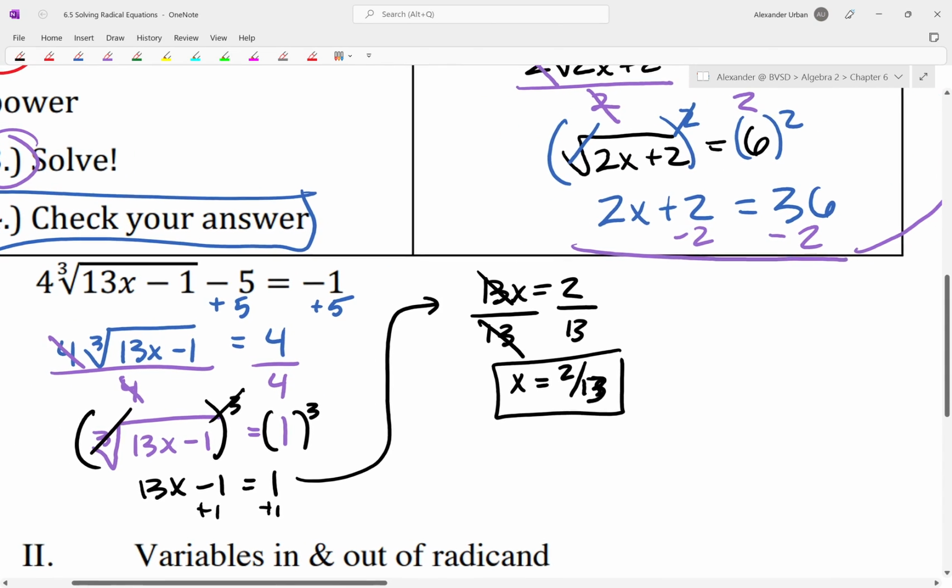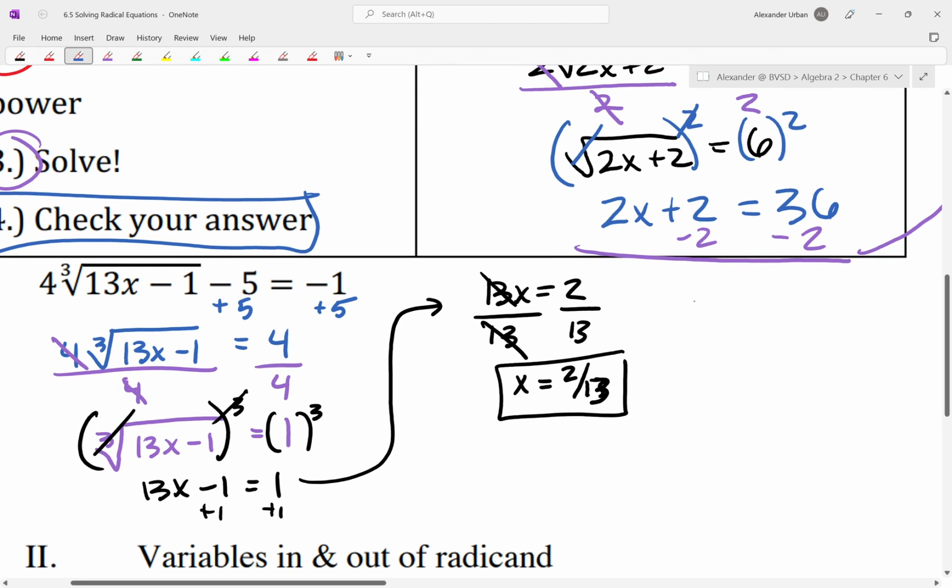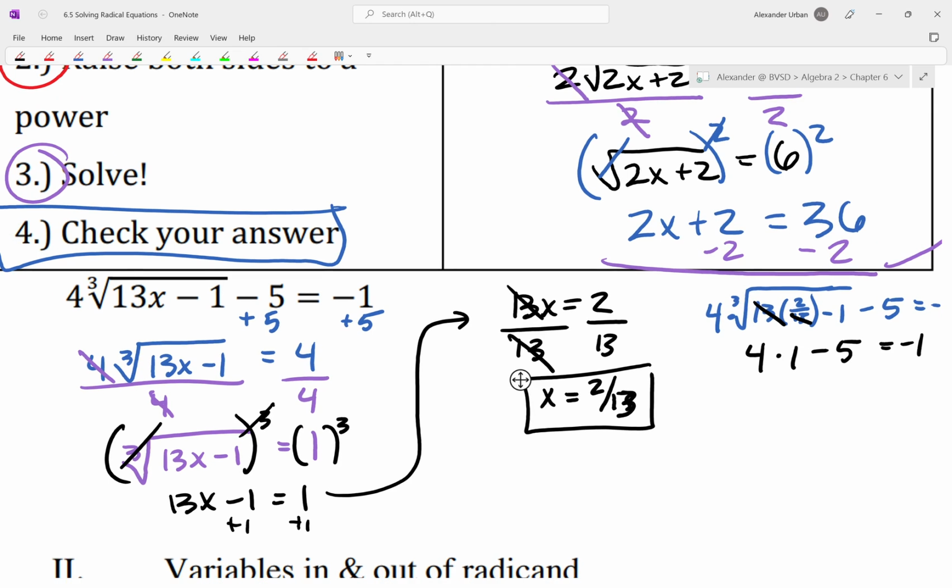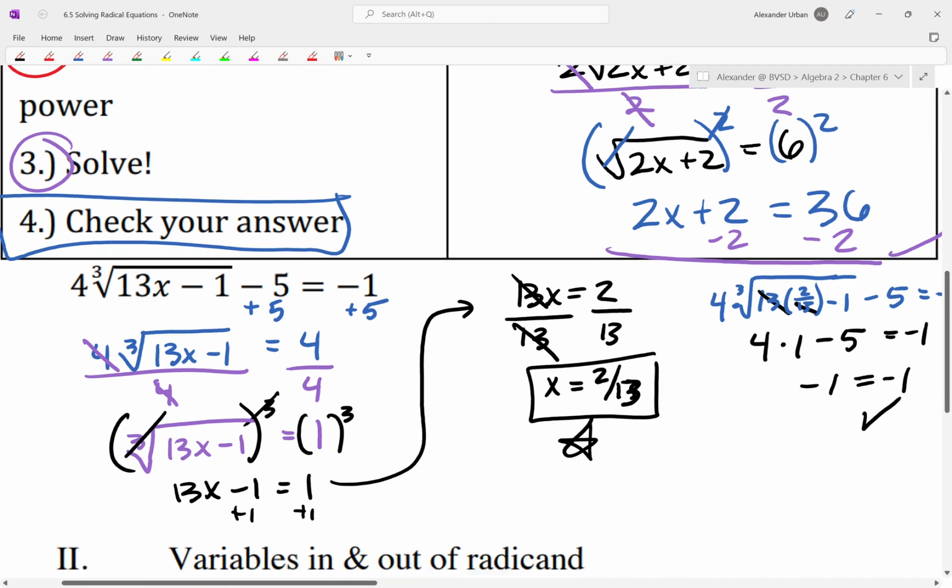Let's try it. We have the original equation of 4 times the cube root of 13 times 2/13, or 2 over 13, minus 1, minus 5 on the outside, is equal to negative 1. Well, let's just do some quick math. 13 divided by 13 is 1. 2 minus 1 is 1. The cube root of 1 is 1, so this is 4 times 1 minus 5 is equal to negative 1. 4 times 1 is 4. 4 minus 5 is negative 1, and that's equal to itself. So this one works. Didn't seem like it would, but it works out just fine.